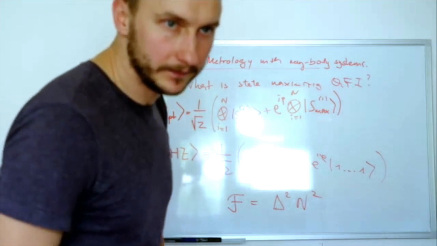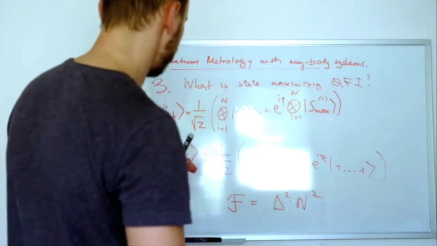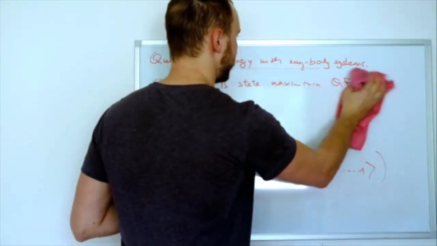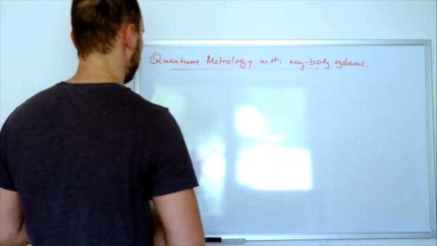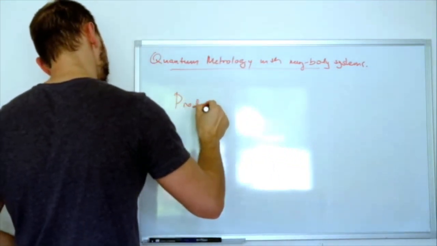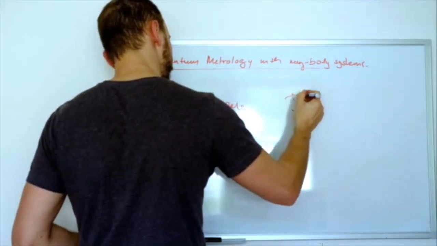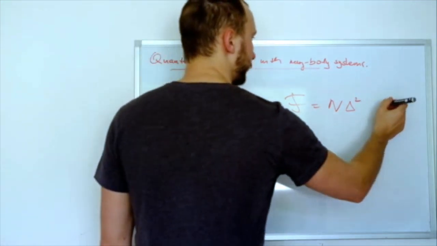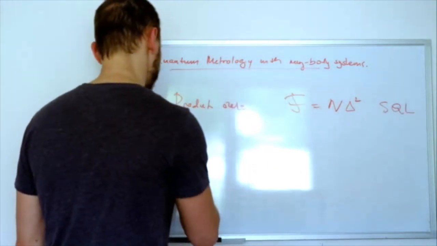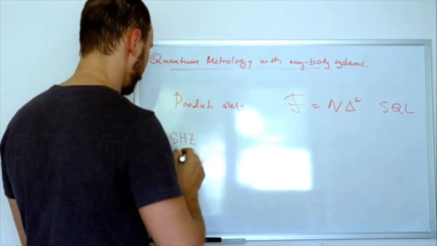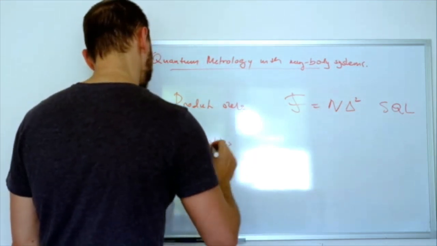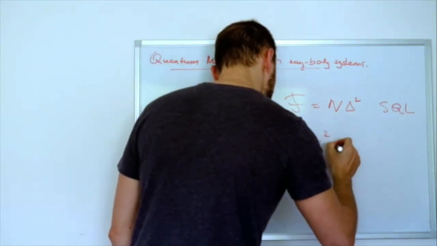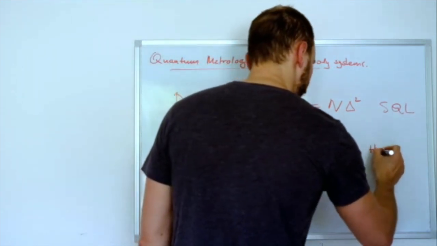So what's the time? Yeah, we still have some time. So first, let me just summarize this. Now we have two very different scalings. Remember that we had product states, and for them the Fisher information goes as n times delta squared, and this is called the standard quantum limit, SQL. And now we have identified the best possible quantum states, the best possible entangled states, GHZ states, and for them the Fisher information goes as n squared times delta squared. And this is usually called the Heisenberg limit.